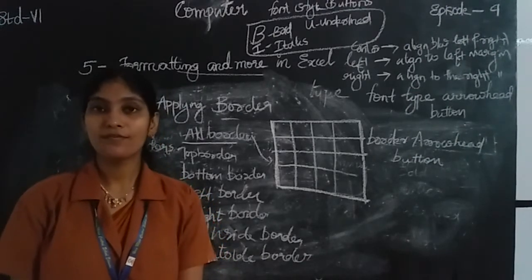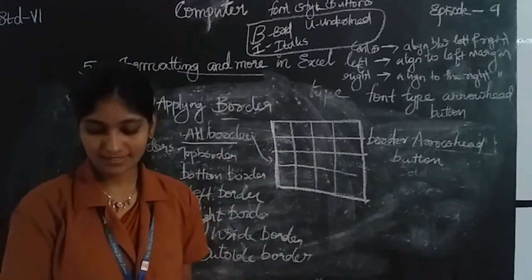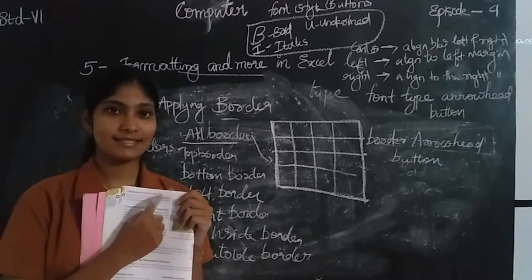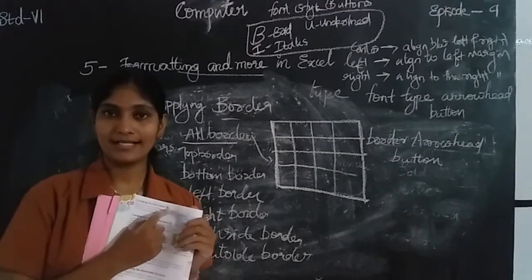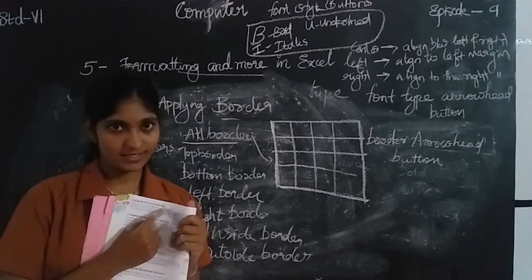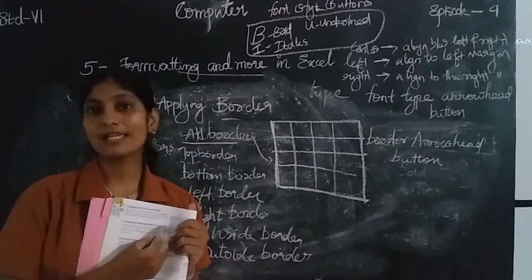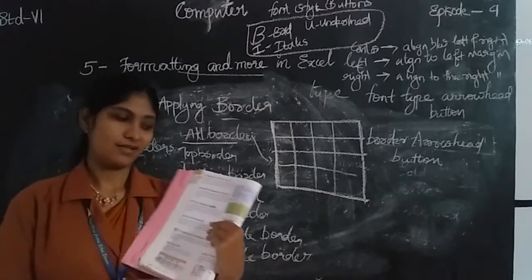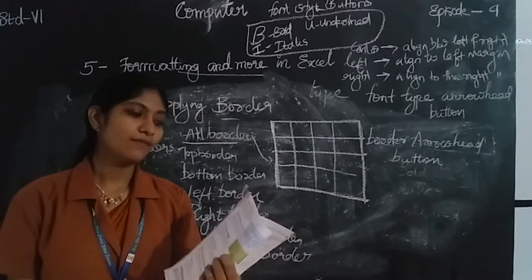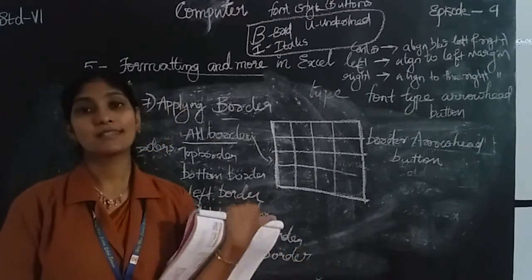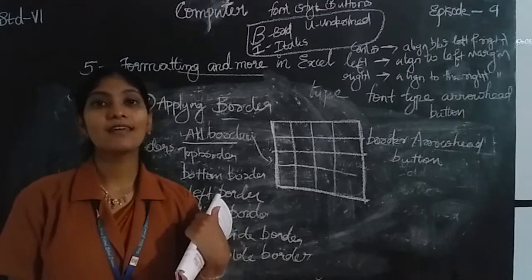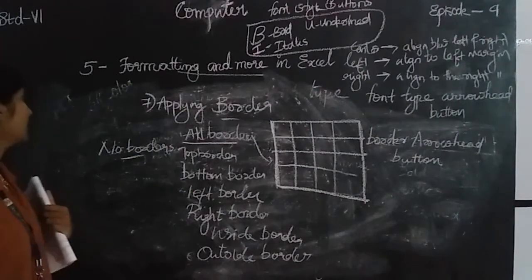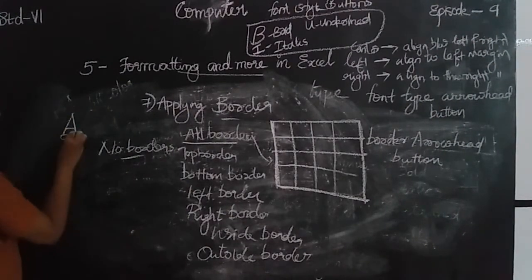Then next is changing font color. So this is the symbol from where we can change the font color. So it represents the font color. By clicking on it, we can change the color into your suitable choice or requirement. That is change font color. The font color of the entries or the data can be changed by clicking the font color arrow button.